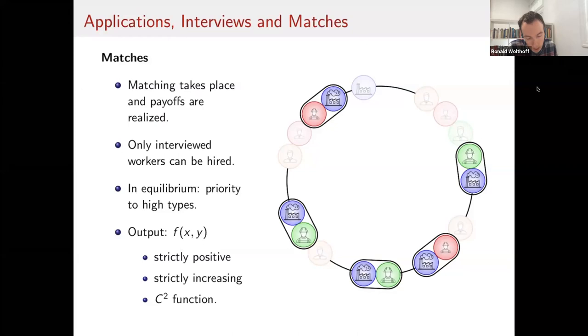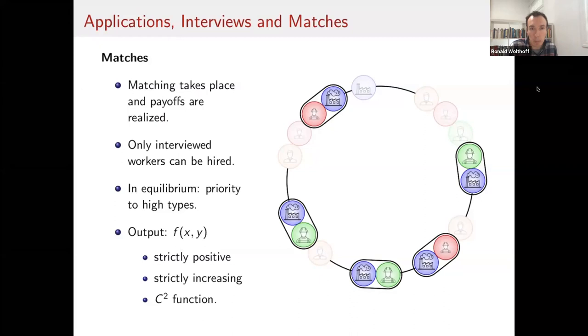And you can show that in equilibrium, this is not completely obvious, but in equilibrium firms are going to prioritize high types. So you prefer high types over low types, even if you have to pay them more. The wages are going to be such that the profits you get from a high type are always higher. So that's what I show here.